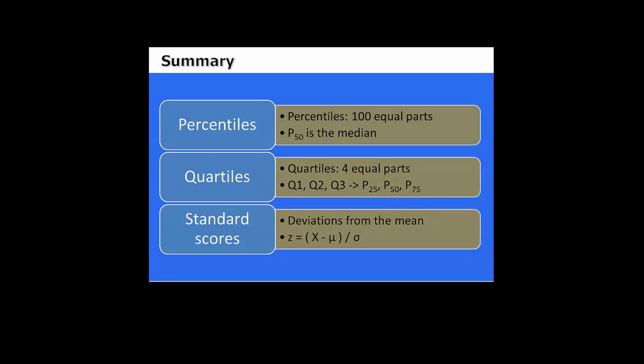A standard score can be calculated from the formula Z equals X minus the mean mu, all divided by the standard deviation sigma. In future lessons, you will see that the Z-score is very important. It plays a critical role in describing the margin of error, defining confidence intervals, and testing hypotheses.